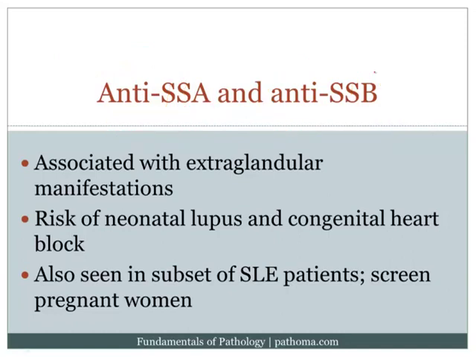However, what you should be aware of regarding SSA and SSB is that, first of all, the epitopes are ribonucleoproteins. So SSA and SSB are anti-ribonucleoprotein antibodies, number one. Number two, patients who have SSA and SSB will often have extraglandular manifestations. And number three, and perhaps the most high yield, is that patients who have SSA and SSB, the SSA in particular, can cross the placenta if the patient's pregnant and can attack the baby or the fetus.